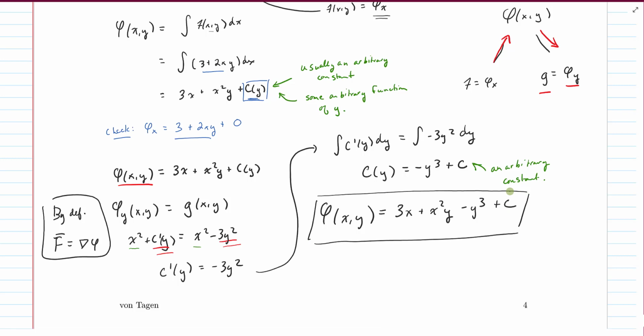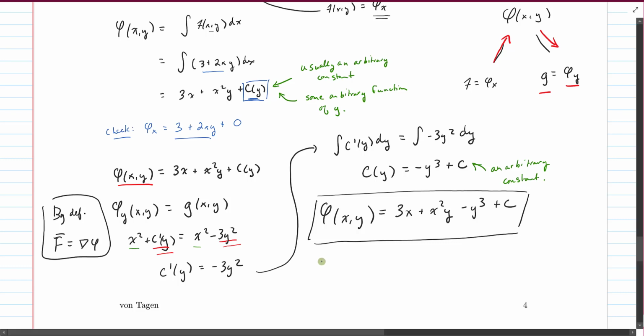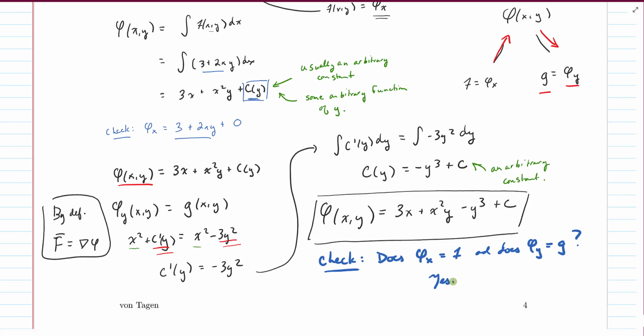I think it's probably important that you check your answer. Check this. Does phi sub x equal f? And does phi sub y equal g? And the answer is yes. But it's very easy to check these, so I highly encourage you to do that after you do this complicated procedure. Okay, so folks, that was a little bit tricky.